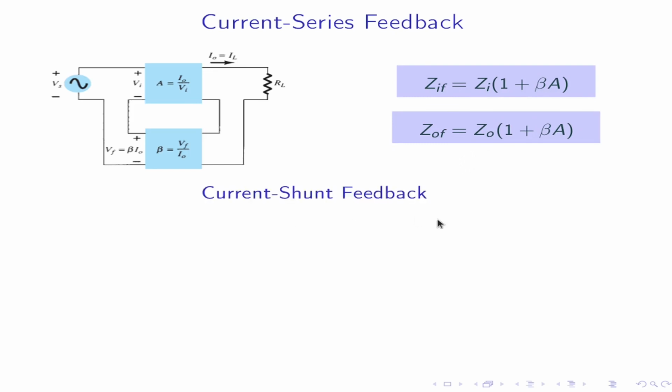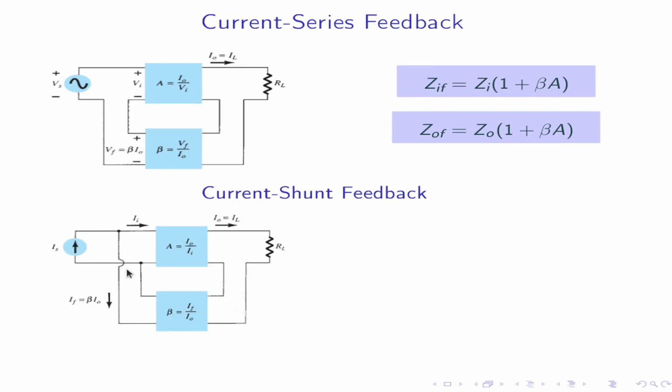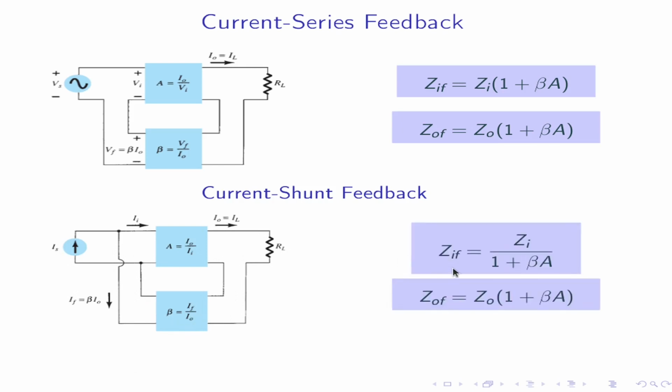Current shunt feedback. Here the current is connected in parallel with the input and feedback factor beta is equal to If by Io, and input impedance with feedback is Zi by 1 plus beta A. Zof is Zo into 1 plus beta A. Thus input impedance decreases and output impedance increases.